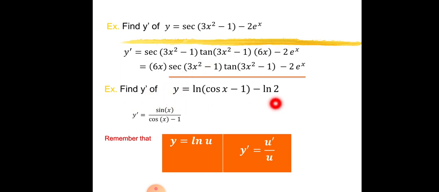And this is our final example here. y equals ln(cosine x minus 1) minus ln 2, find the derivative. Here the derivative of ln u is u prime over u. So cosine x minus 1 is u, so you have to set it down here and find its derivative above. The derivative of cosine x is minus sine x, and the derivative of 1 is 0. This is a constant, so the derivative of the constant equals 0.